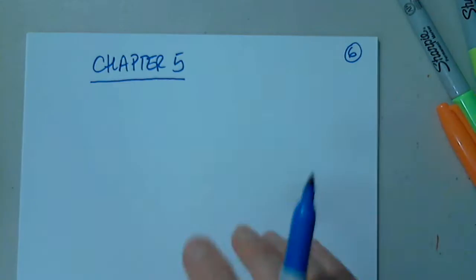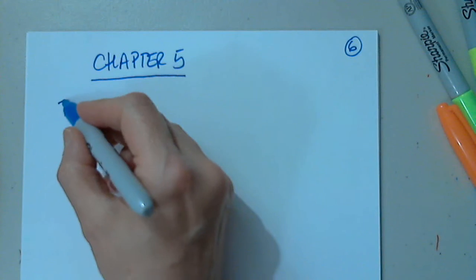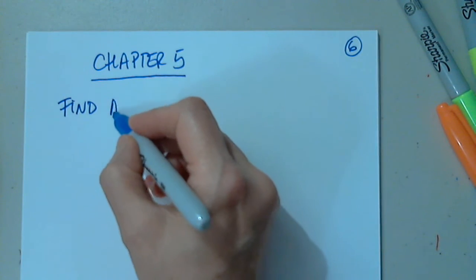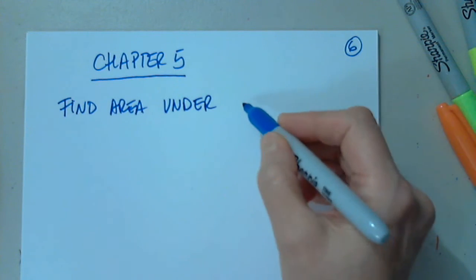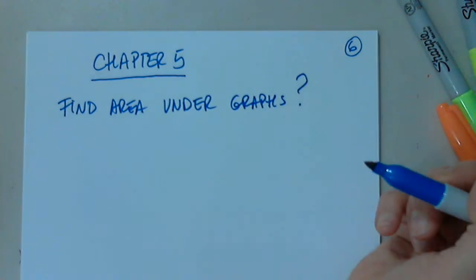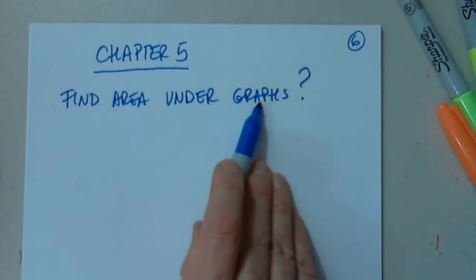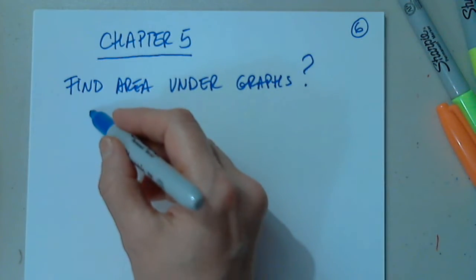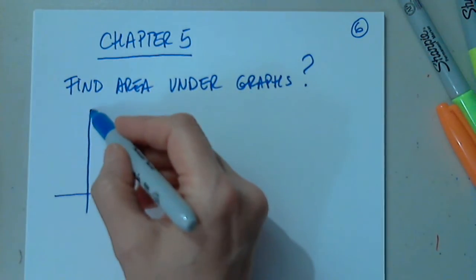I'm not going to put the title because it will take a long time till we get to the title. So the first thing that I want to explain is how to find area under graphs. What? Why would I ever want to find an area under a graph? Who cares? Here's what happens and why we care.